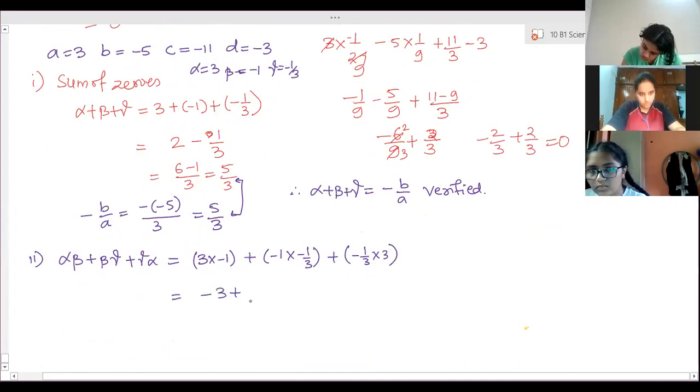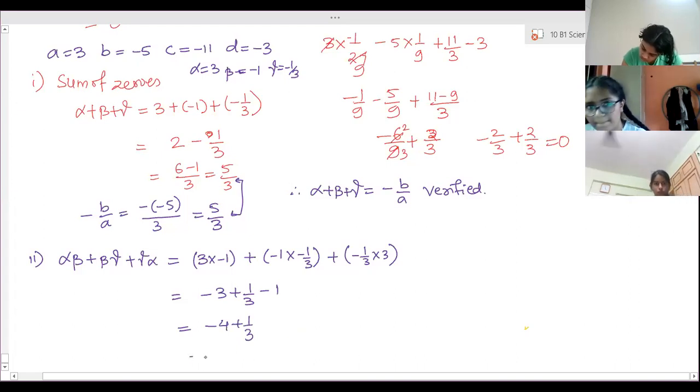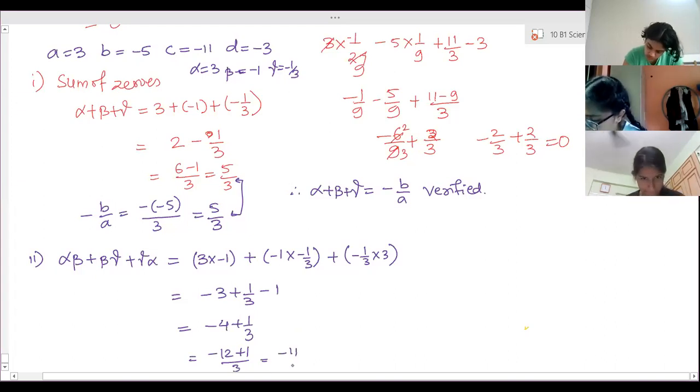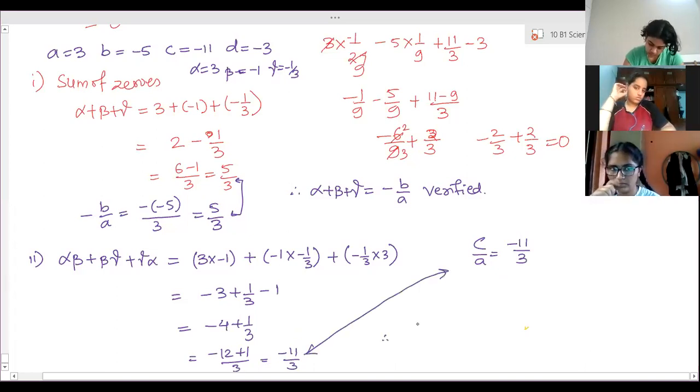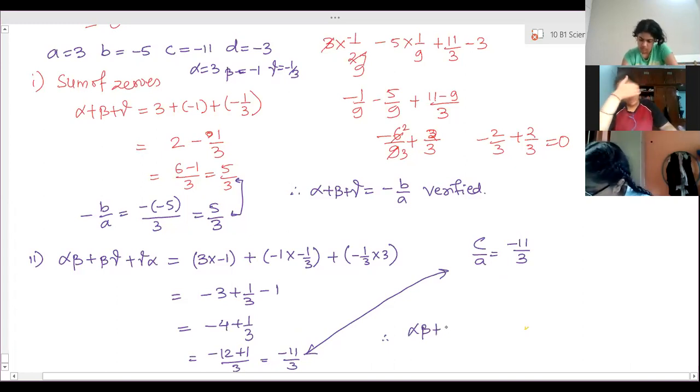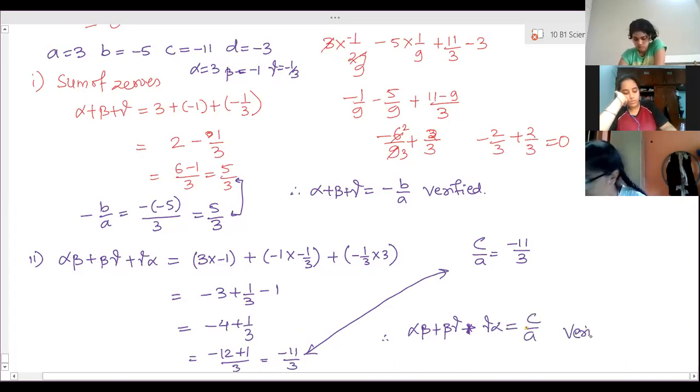Minus 3 plus 1 by 3 minus 1, minus 4 plus 1 by 3. This is equal to minus 12 plus 1 by 3, minus 11 by 3. And what's the value of C by A? Minus 11 by 3. So therefore both are verified. So alpha beta plus beta gamma plus gamma alpha is equal to C by A is verified.